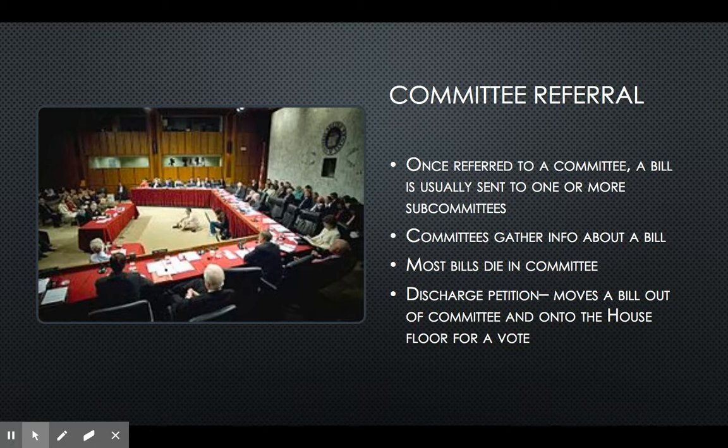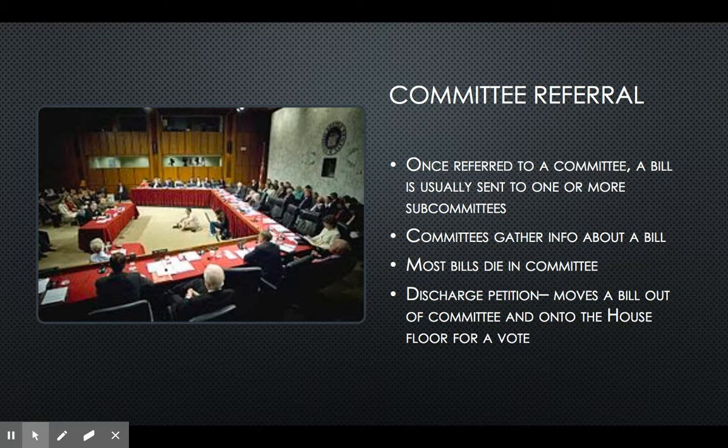Now, in committee, they are going to gather information about a bill. So they're going to hold a hearing, and this is where policy experts and interested parties can give testimony about the subject that's under consideration. This is where they're going to inform members of Congress, the press, and the public about a piece of proposed legislation and its impact. So this happens in committee.